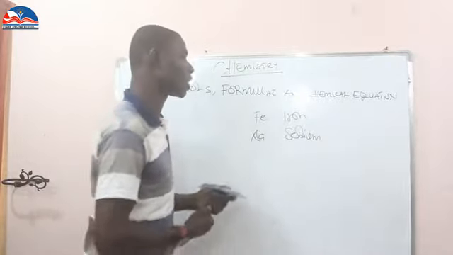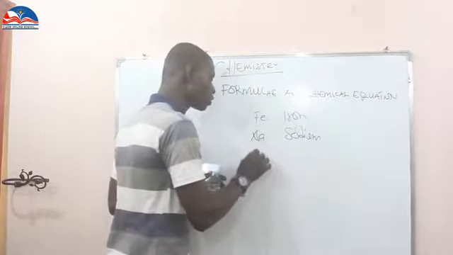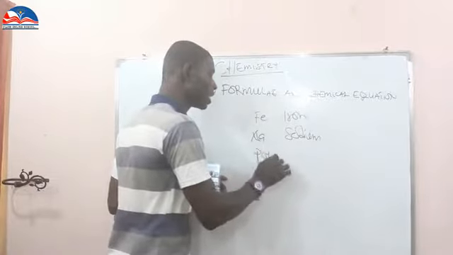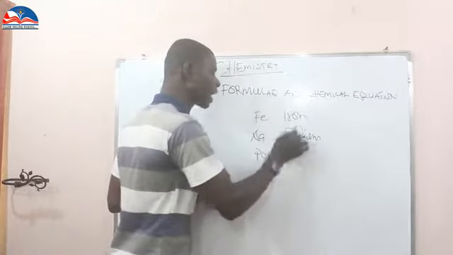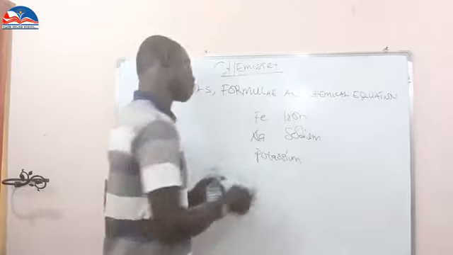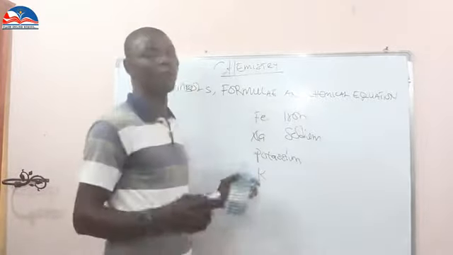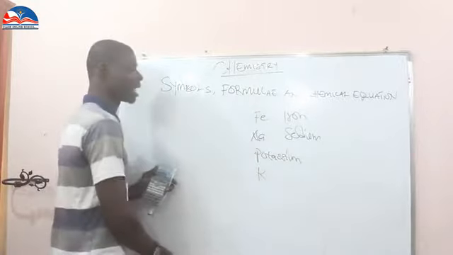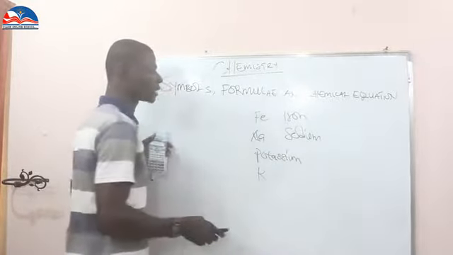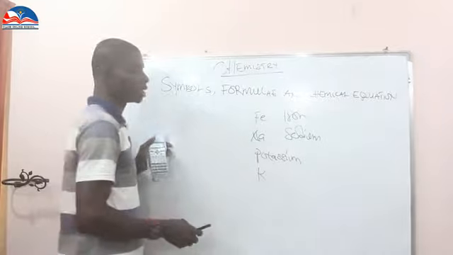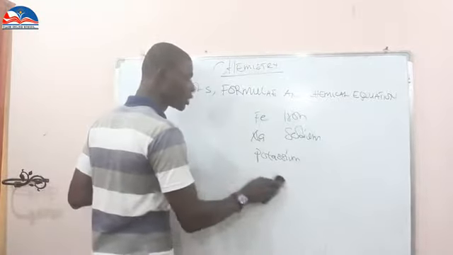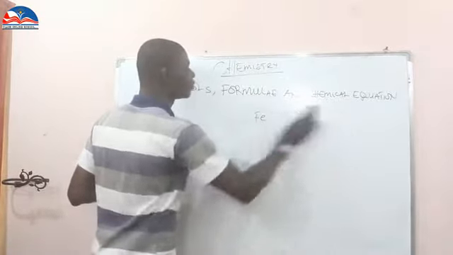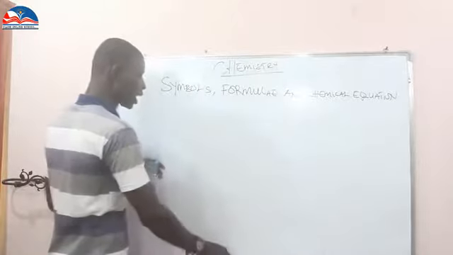For example, we also have what we call potassium. Potassium is spelled P-O-T-A-S-S-I-U-M. But when you want to write the symbol, you write K. Why? It came from a Latin word, and the Latin word for potassium is kalium. Kalium, that is potassium. That is why we are using K as the symbol of potassium.